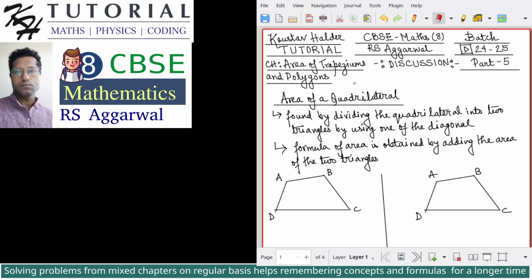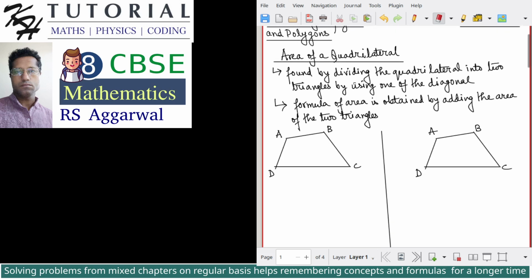So how do we find it? The concept is that since a quadrilateral is a polygon of 4 sides, each diagonal will bisect the quadrilateral into 2 triangles. So the idea is to find the area of the 2 triangles and add them, which will give the area of the entire quadrilateral.